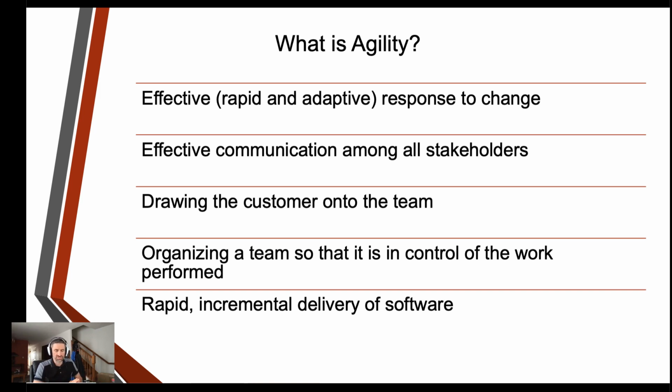We want all our stakeholders to be in regular communication. We want to make sure the customer is on the team, involved, making recommendations, saying no to certain things, saying yes to other things. Customer is an integral part of the team. We want to make sure that the team has control of the work that's being performed, so it doesn't get carried away. We're going to be doing smaller increments called sprints, which gives us the ability to focus on very particular features. And then finally, we're going to have a rapid incremental delivery of software.